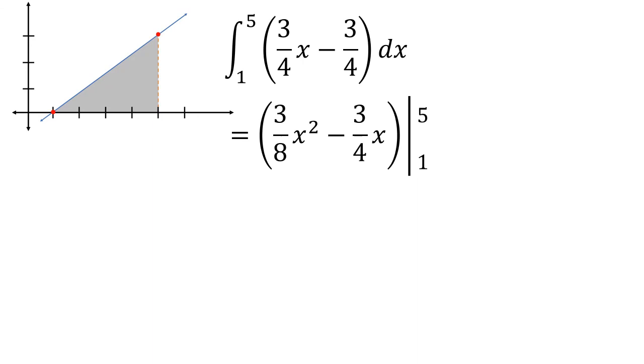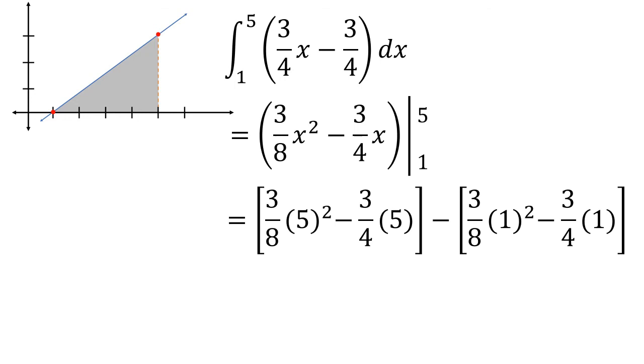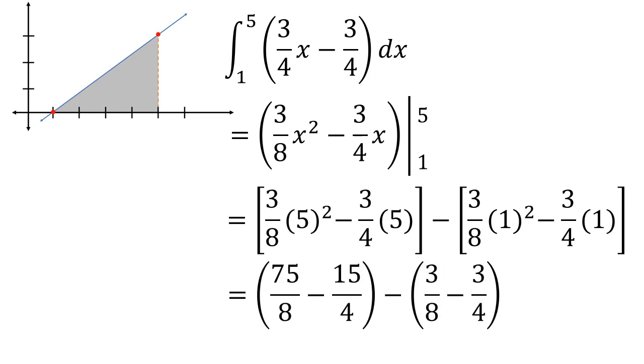Let's continue solving this. So let us substitute the upper and the lower limits. So this will become 3 over 8 times 5 squared minus 3 over 4 times 5 minus 3 over 8 times 1 squared minus 3 over 4 times 1. 5 squared is 25 times 3, 75. So this will become 75 over 8. 5 times 3 is 15. So this will become negative 15 over 4. 1 squared is 1 times 3 is 3. So this will become 3 over 8. 1 times 3/4 is 3/4.